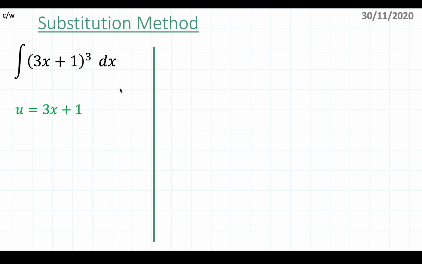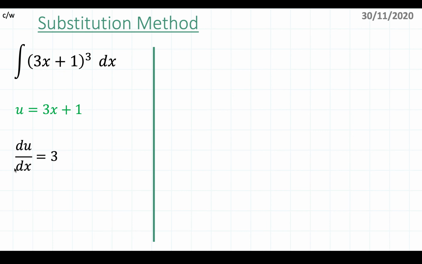Then I'm going to find the derivative, du by dx, and you have to make sure that your notation matches. So you derive du by dx, whatever your variable is, and that's going to give me 3. Now we're going to do something a bit unusual. We're going to treat this like a fraction when it's actually not, and we want to make dx the subject.